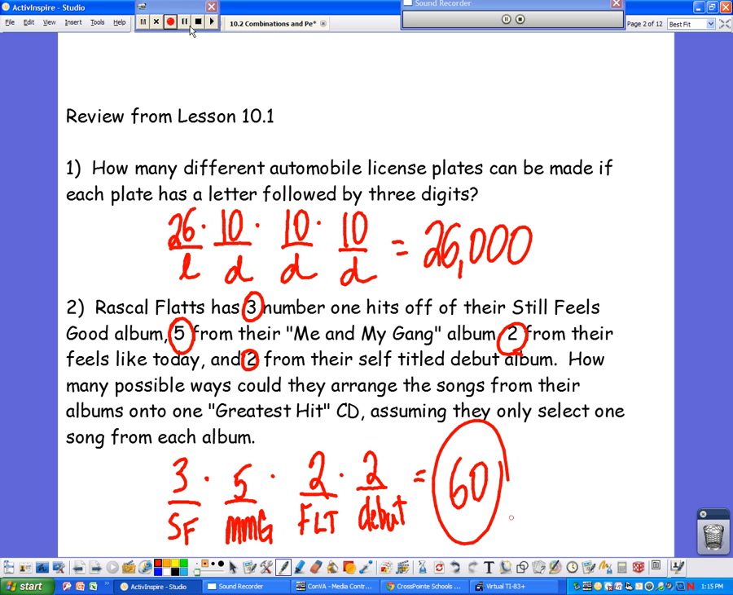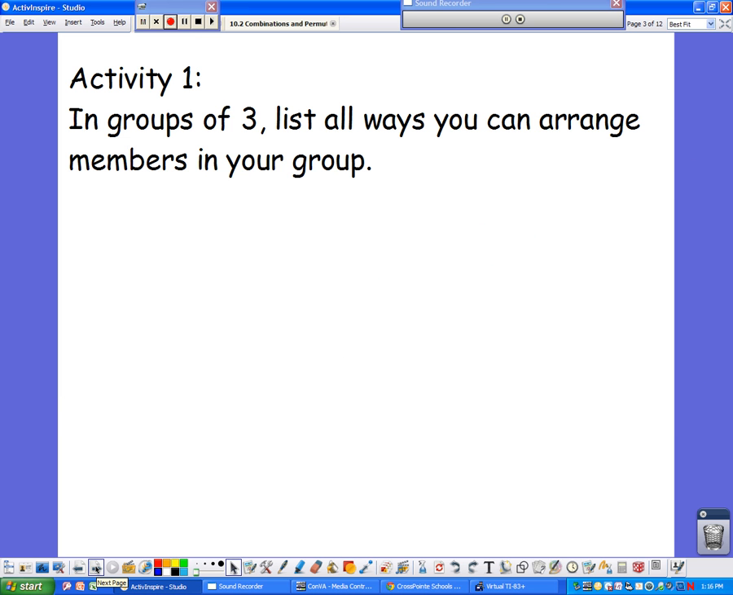Well, I have a couple of activities that I want us to do as a group. If we remember from yesterday, here's the first activity. If we had a group of 3, we want to list all the possible ways that we could arrange those members in that group. So let's say we've got member A, member B, and member C. Go ahead and pause the video at this time, and list out all the possible outcomes that you can come up with. When we go through the video, start marking them off to make sure that you've got them all. If you're missing any, go ahead and include those.